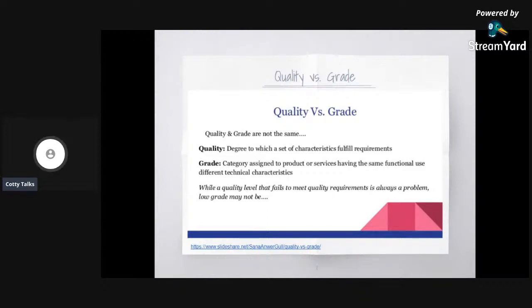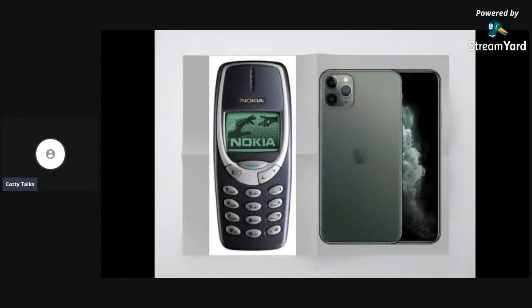Going back to this example, both of them meet expectations, but they are not the same grade. Take the iPhone 4, for example. If you bring out an iPhone 4 now, you can still do a lot of things: take pictures, call. But the materials that were used are different.